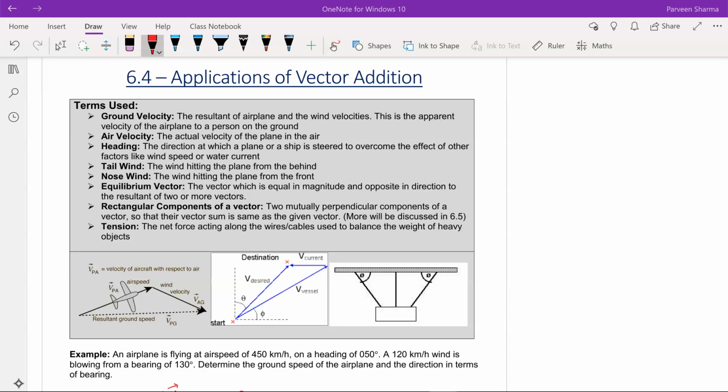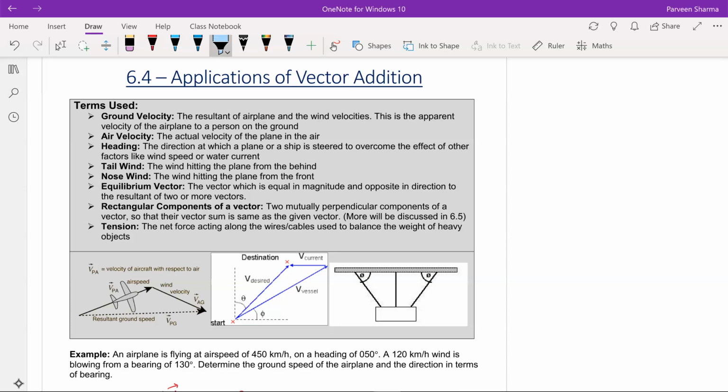Tension is a type of force which appears in a string or any other material, for example, a cable, or a wire, or even a cloth. When we try to apply force from the opposite direction, the tension appears in that material. It's a net force acting along the wires used to balance the weight of a heavy object. For example, we are hanging something on a wire. The weight of the object is acting downward. The tension which appears in the opposite direction is balancing the weight. So that's tension. This is the kind of force we use in physics.